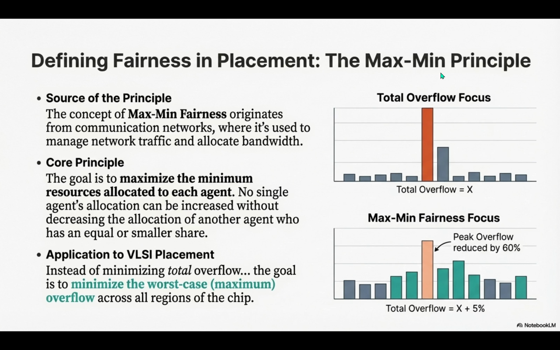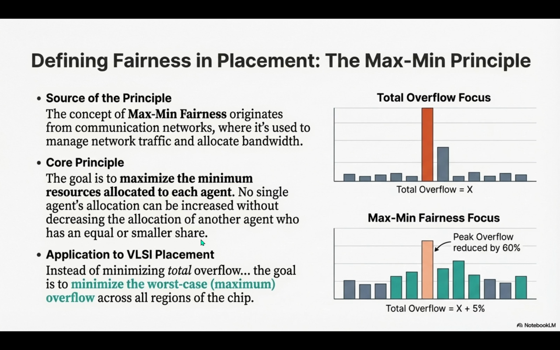All the time. In network management, max-min fairness ensures that no single data flow can increase its rate unless it forces a decrease in the rate of another flow that has an equal or smaller rate. So what's the core goal then? The core goal is to maximize the minimum resources allocated to each agent. It guarantees a baseline level of service for every single user on the network. No one gets completely starved.